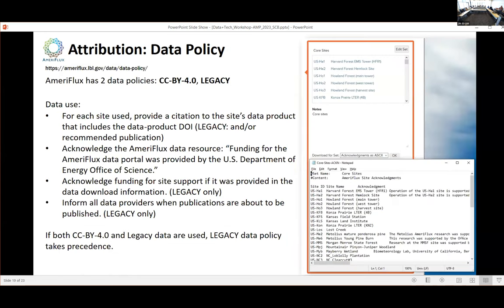So we have two data policies that we support at this point. There's the more open CC-BY-4.0 policy, and then there's the legacy policy, which is what we used to have. The difference is, I think, that with one you have to involve the site PIs if you are using it for publication; you have to actively contact them, and you have to acknowledge their funding sources as well. And if you're using data from both policies, obviously the more restrictive policy is going to be in play.